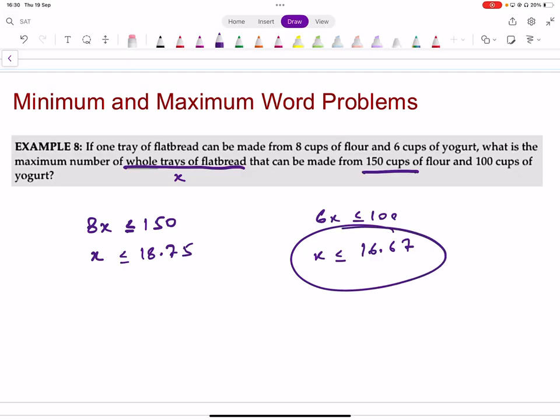But yogurt will run out after you're done with 16 trays of flatbread. Right? Even if you have more flour available, you can't do anything with that. Is that okay? So what's the maximum value of x that satisfies both these inequalities? How does 17 satisfy this inequality? 17 is greater than this, right? So it's 16. 16 is the maximum number that satisfies both of these conditions. Is that okay?